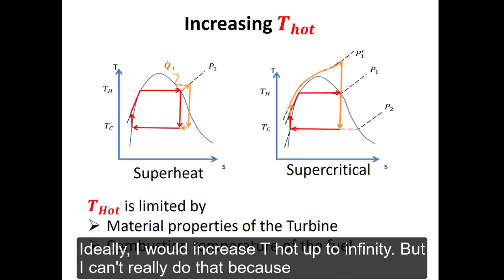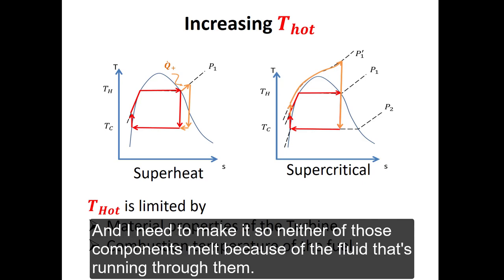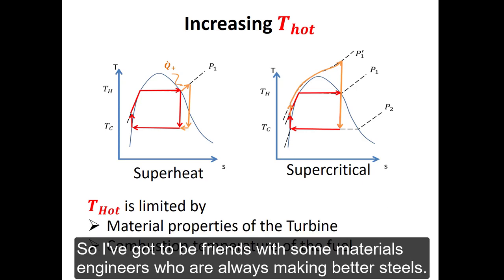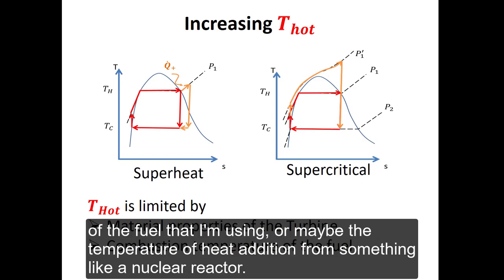So there are limitations. Ideally, I would increase T hot up to infinity, but I can't really do that because that T hot is the temperature that comes out of the boiler or the temperature that goes into my turbine, and I need to make it so neither of those components melt because of the fluid that's running through them. So I've got to be friends with some materials engineers who are always making better steels. I also am limited. I can only really heat this working fluid up to the temperature of combustion of the fuel that I'm using, or maybe the temperature of heat addition from something like a nuclear reactor.